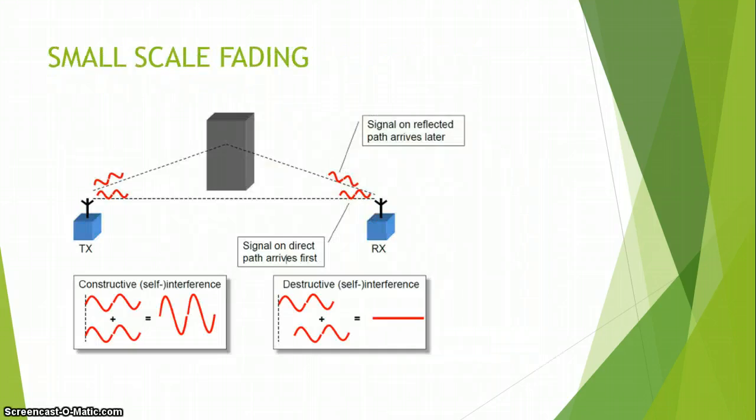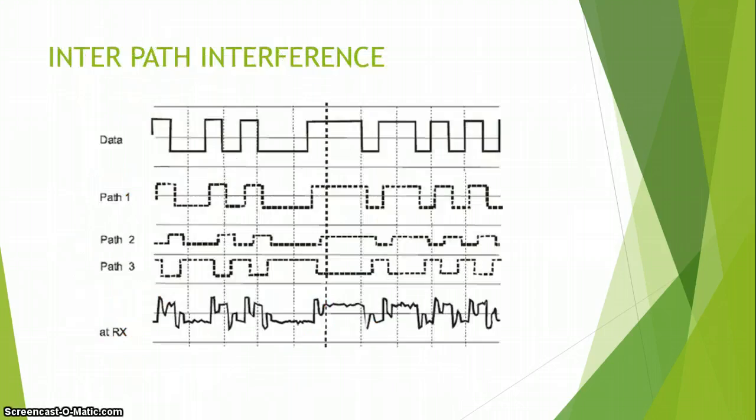Okay, small scale fading is basically elaborated using constructive interference and destructive interference. For destructive interference, the positive peak of the signal meets up with the negative peak of the second signal, which contributes a zero signal, which means you may not be able to make any communication if you are having such a situation.